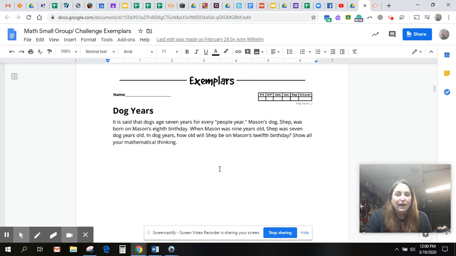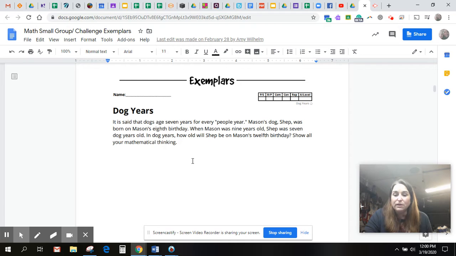So you'll see today, this problem is about dog years. It is said that dogs are 7 years for every people year. Mason's dog, Shep, was born on Mason's 8th birthday. When Mason was 9 years old, Shep was 7 dog years old. In dog years, how old will Shep be on Mason's 12th birthday? Show all your mathematical thinking.